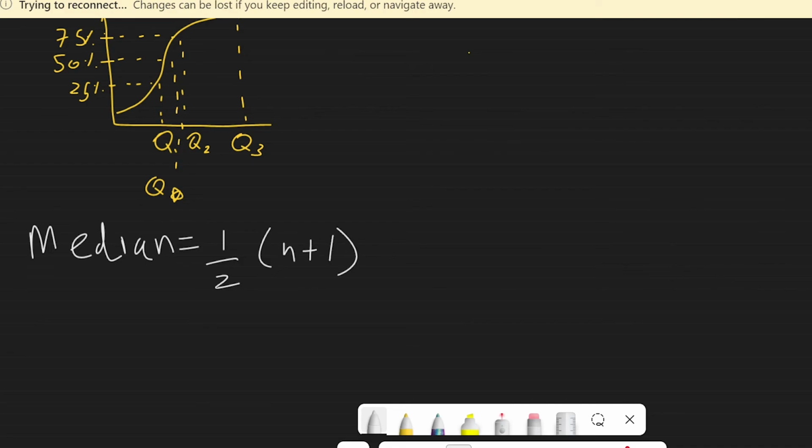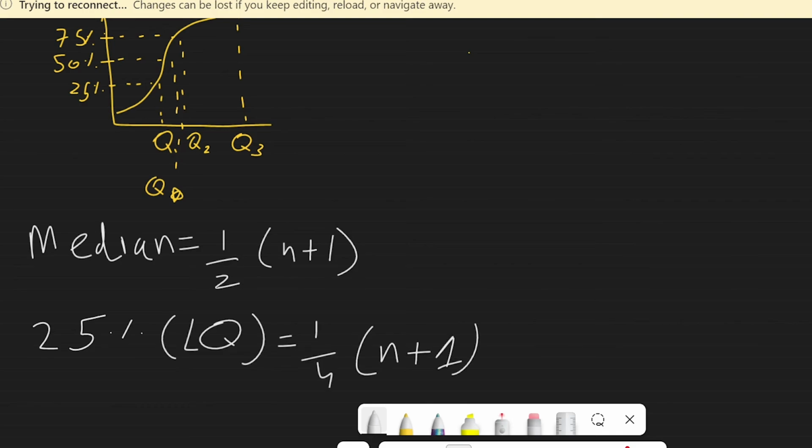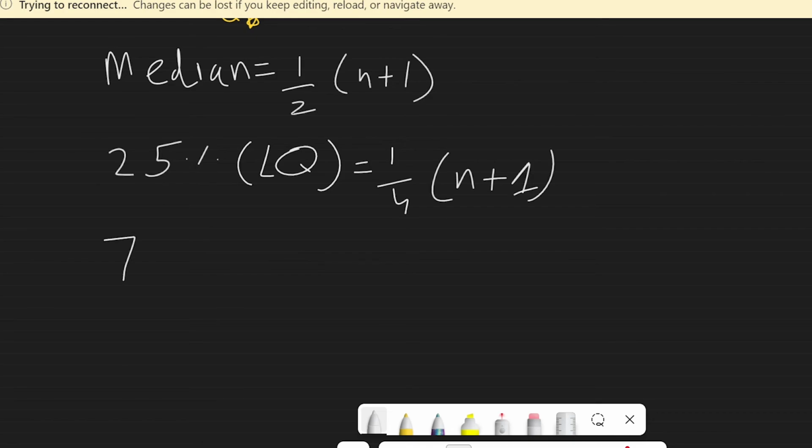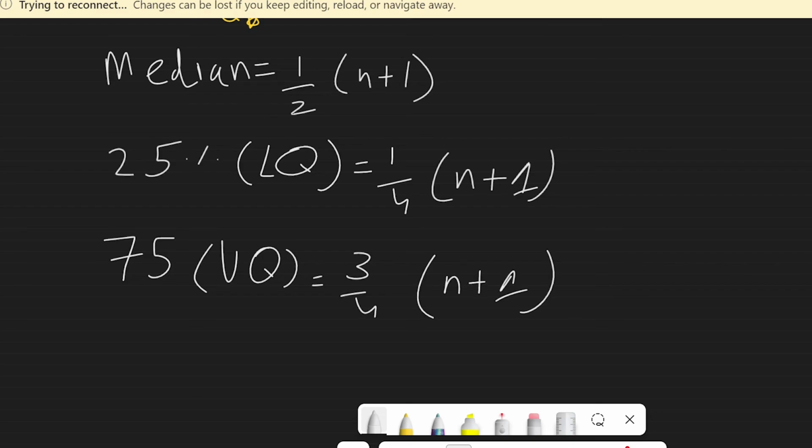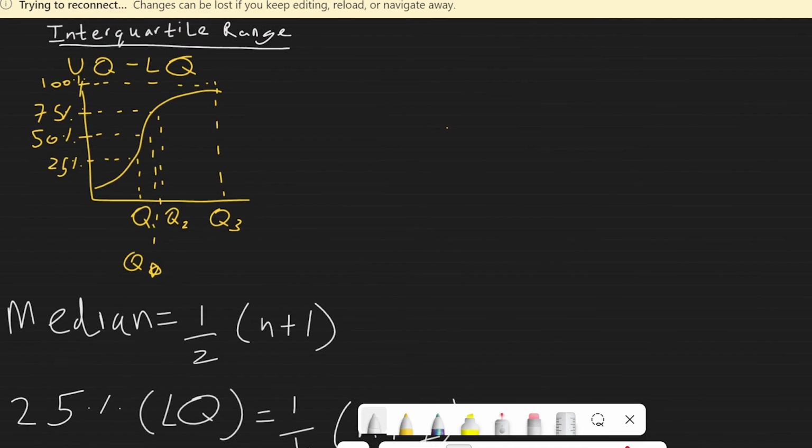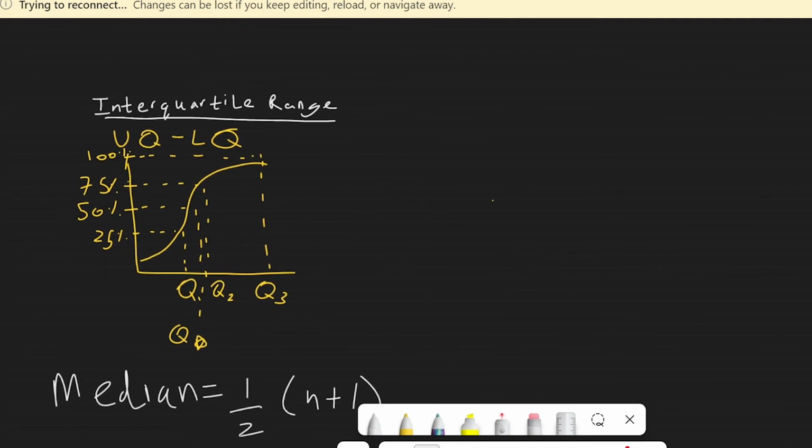And then we have the 25%, the lower quartile. The lower quartile is 1 over 4 times n plus 1. And then we have the upper quartile, which is 75%. So the upper quartile would be equal to 3 over 4 times n plus 1. That would give us the upper quartile and the lower quartile. So now you understand what that essentially means.